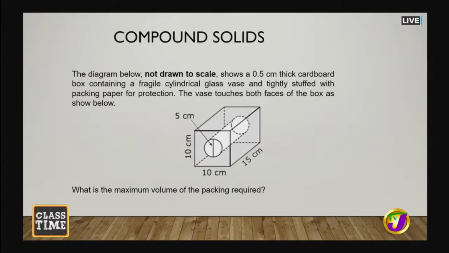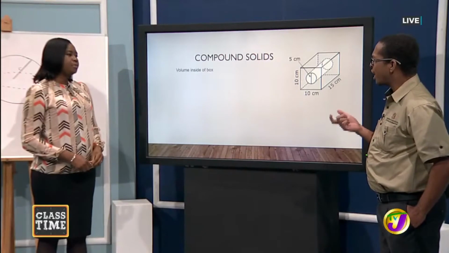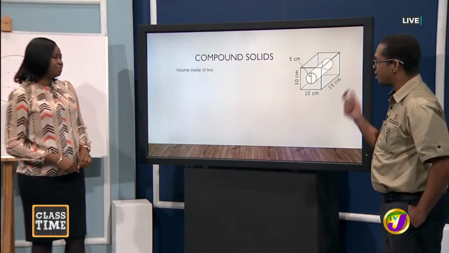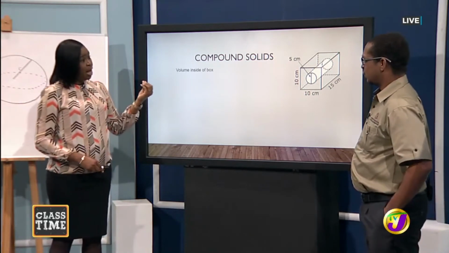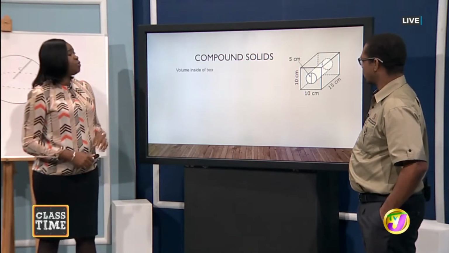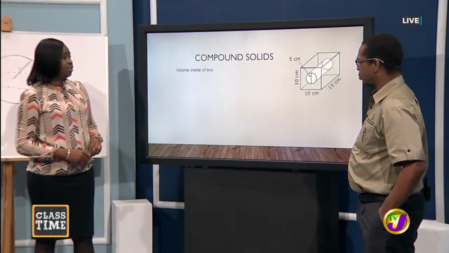So let's do some calculation. Let's try to find the volume inside the box. Before we start, they had said that the container, the box, had a thickness of 0.5. How would that affect our calculations, Nikisha? Well, it means that we'd have to subtract this 0.5 from each of the dimensions going around with our calculation.